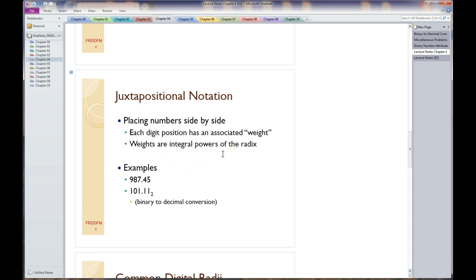The weights are integral powers of the radix, as you saw in the previous example. So, for example, 987 here is actually a decimal to decimal conversion, which essentially does nothing. But in this binary number here, we know it's binary because it has a radix of 2. We actually can use this type of approach to convert this binary number to decimal.